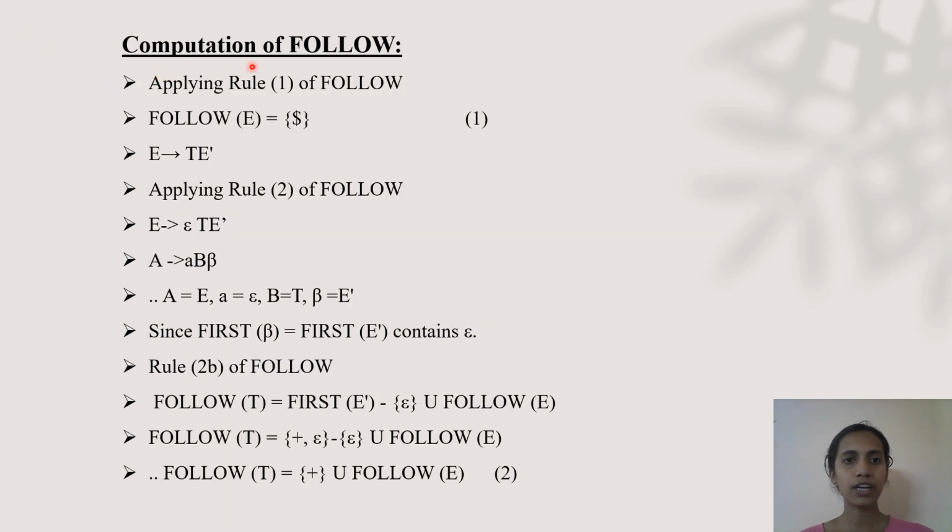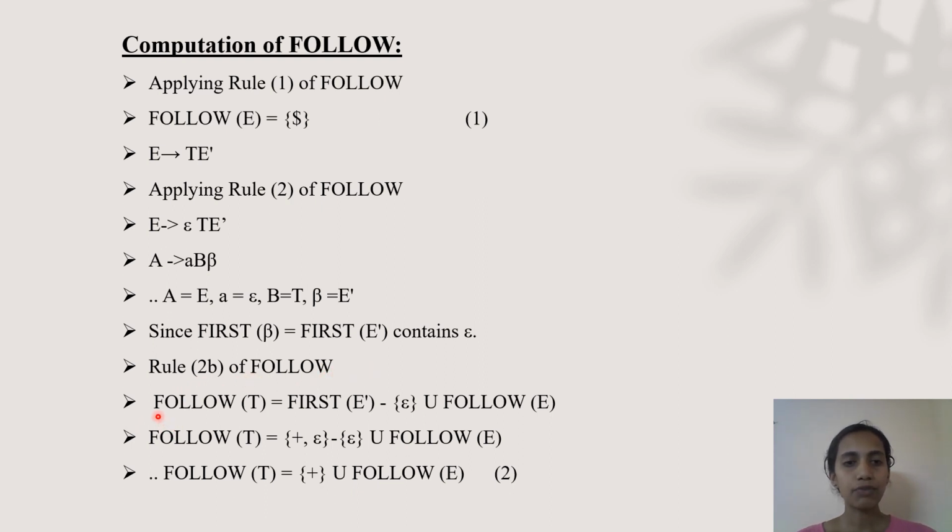Now we are coming for the computation of follow. For this, applying rule 1 of follow, that is follow of E is equals to dollar, that is E tends to TE dash. We will apply the rule 2 of follow, then we will get E tends to epsilon TE dash, where A tends to alpha, B and beta. Therefore A is equals to E, alpha is equals to epsilon, B is equals to T and beta is equals to E dash. Since first of beta is equals to first of E dash contain epsilon, then the rule of 2b of follow will come into exist.